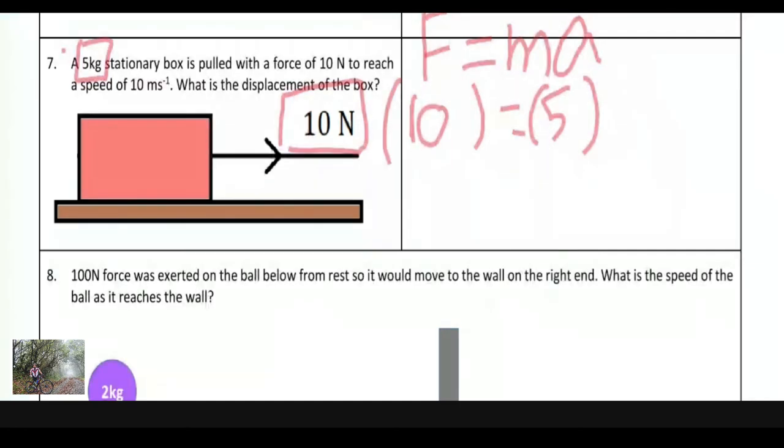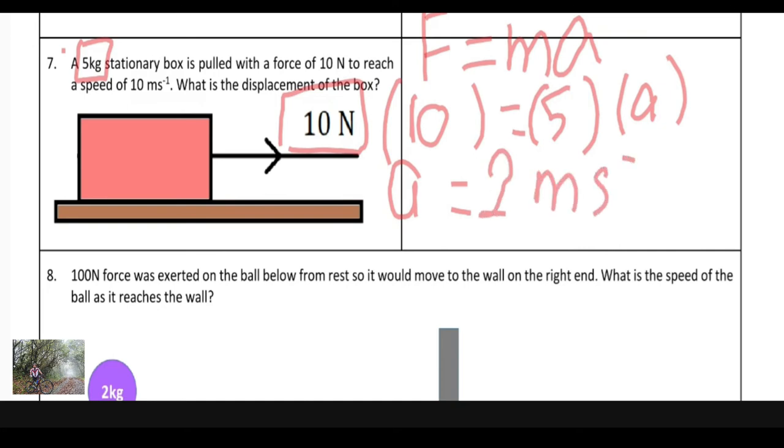So A, how do you get A? A 5 kg stationary box is pulled with a force 10 Newton to reach a speed of 10 meter per second. What is displacement of the box? Okay, we find the value of A first. Here A equal to 10 over 5, you get 2 meter per second squared. Now you have the value of A. So how do we get the displacement? Now we are using the formula of linear equation, or equation of linear motion.